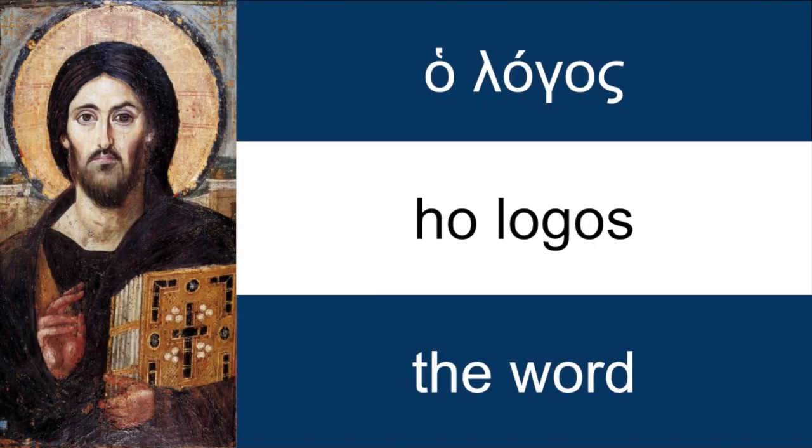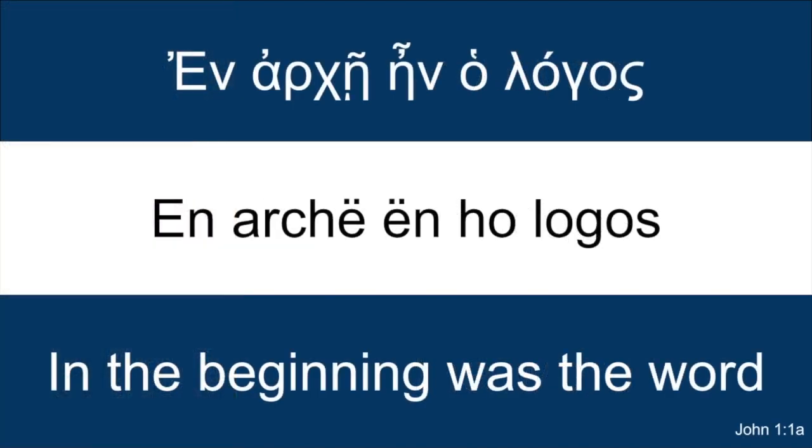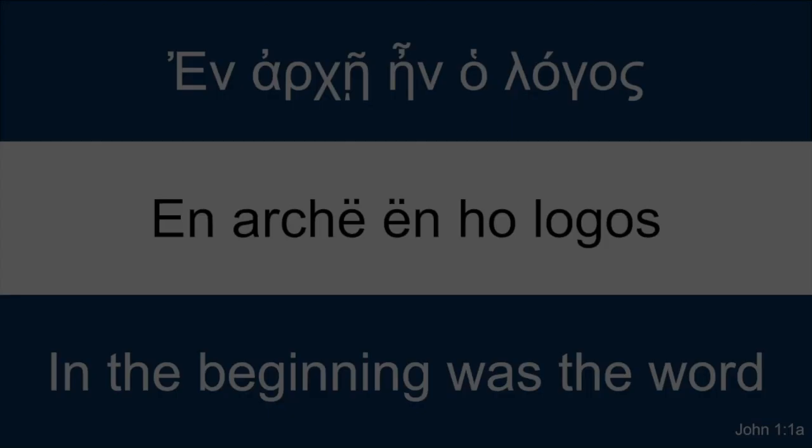Ho logos, the word. Ho shows us that it's masculine, and logos means word. So now we know all the vocabulary for this clause. En arche, ein ho logos. In the beginning was the word. Articles are treated a little different from language to language. So just be aware that things may look a little different than you expect.